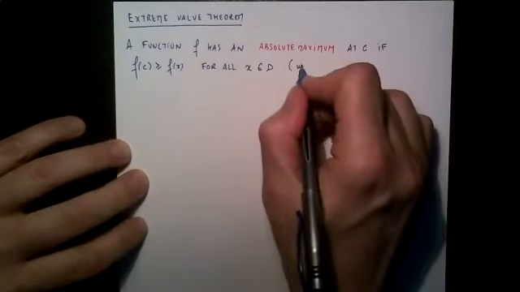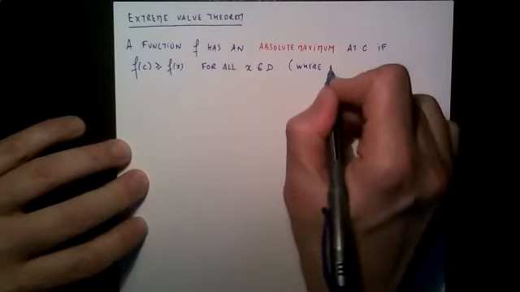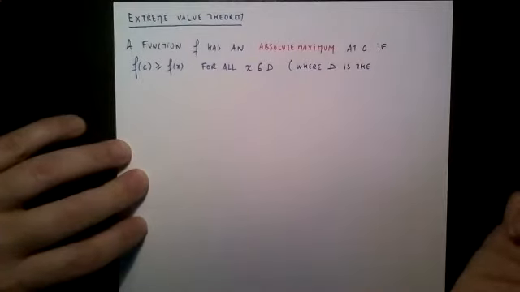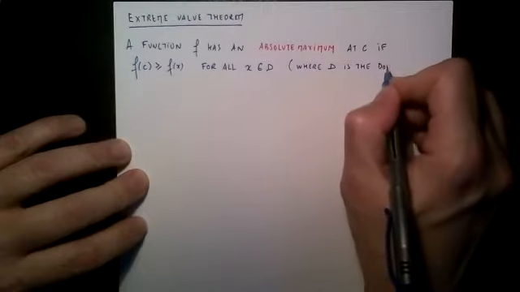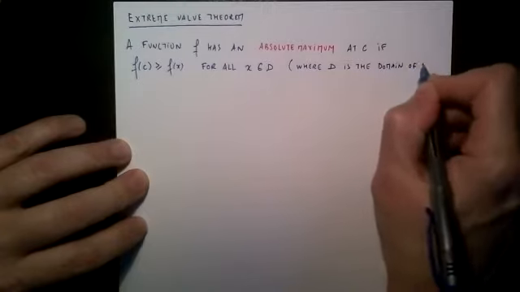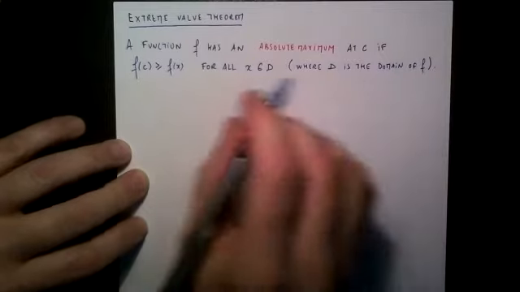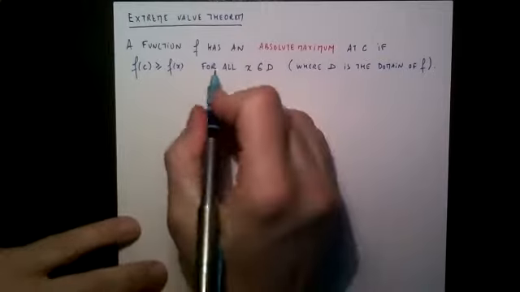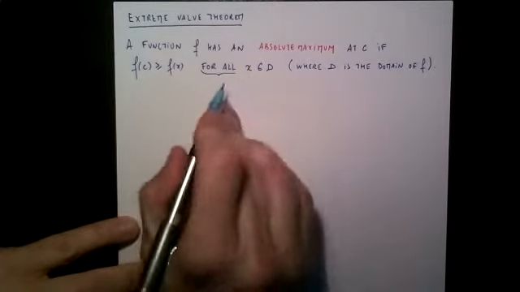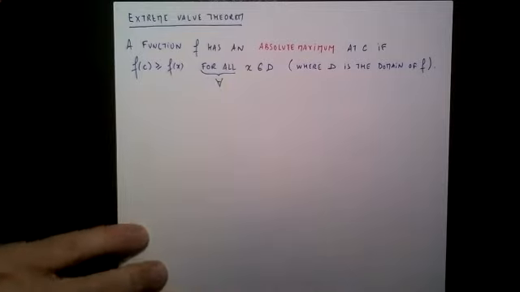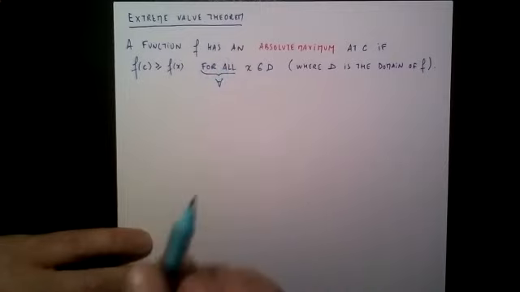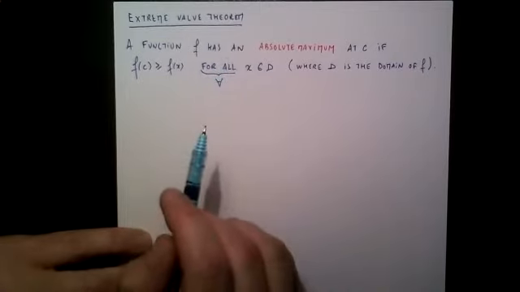Okay, so I'm going to write this, where D is the, okay, you all know what the domain is, right? Of f. Okay, and this is for all, we're going to use this symbol. I don't know if you've seen this symbol before. This is a symbol meaning for all, for every possible value x of D in the domain.